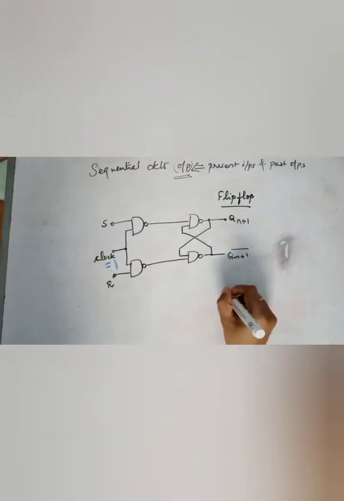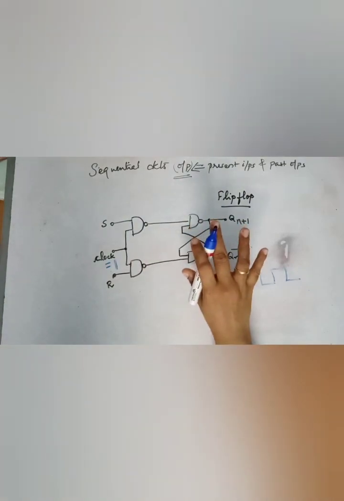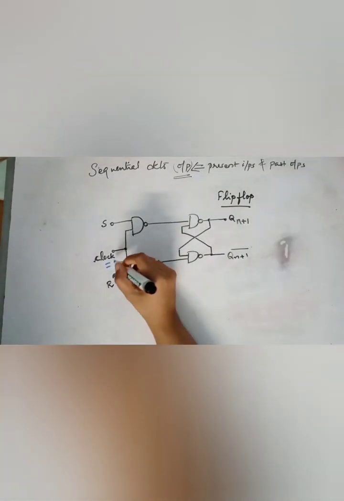Though we said that the clock is a series of high and low pulses, until and unless I tell otherwise, whenever I say I am applying a clock, I am saying that the clock is equal to 1. So applying a clock means I am applying a 1 at that particular point.